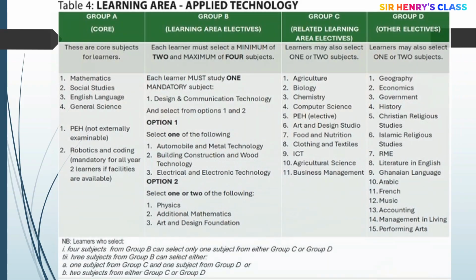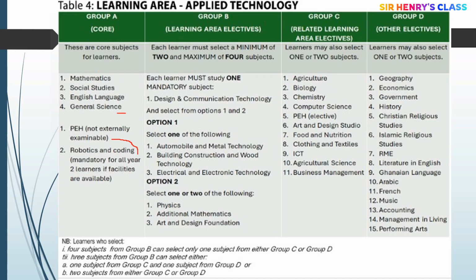Now I want to do applied technology, which is for the senior high technical schools. What are my subjects? You wouldn't skip maths, science, English, and social. For PE and robotics, constant. I've already spoken about it. When it comes to the main electives, here you must select a minimum of 2 and a maximum of 4.